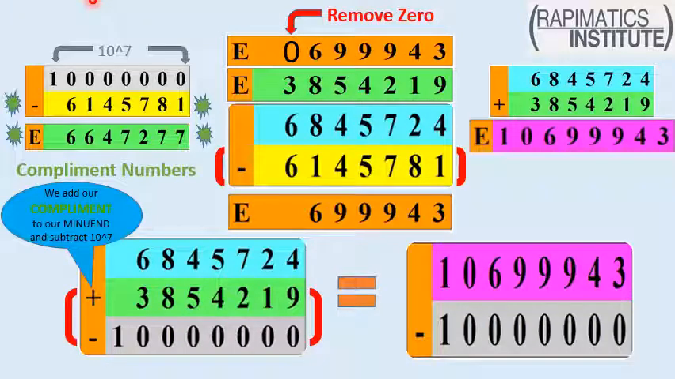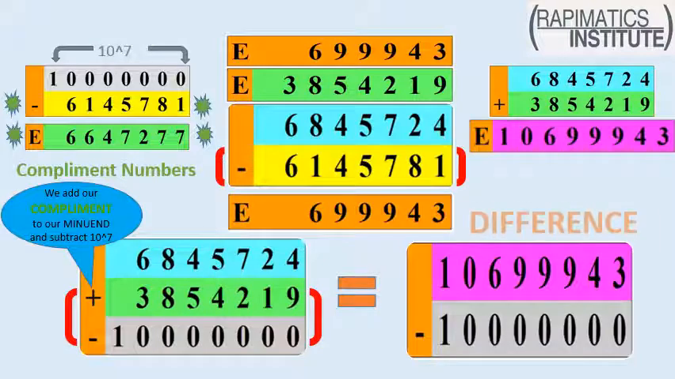We have an extra 0 here in the front. The 0 isn't needed. It's not a significant digit. The 0 in the front, if there's not a number like a 1 or a 4 or an 8 before this 0, we can just drop it off the equation. So our final answer is actually 699943.